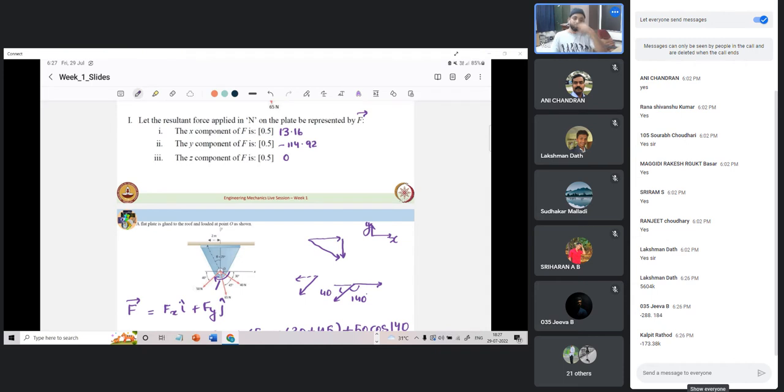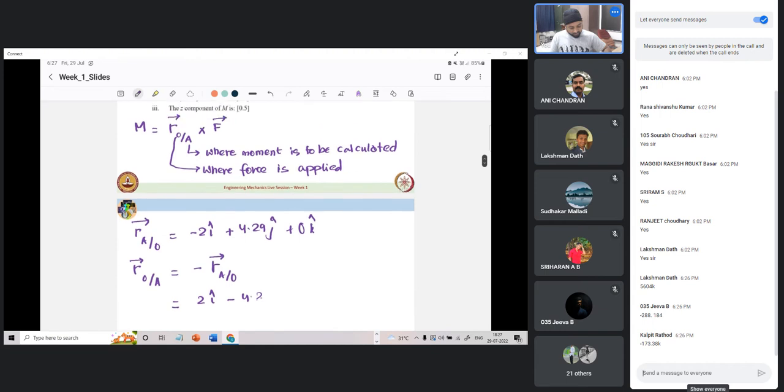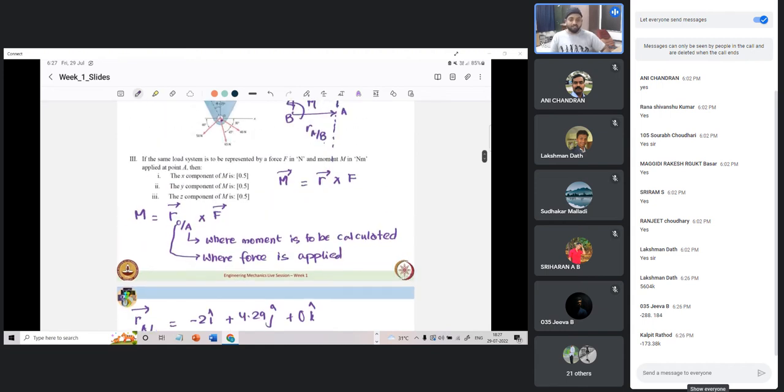What is the k cap component? We have to cross multiply, right? What is the cross multiplication? 2 into minus 114.92 minus 4.29 into 13.16. What does that come out to be? Minus 173. Exactly. Kalpit Rathod got it right. So this will be minus 173, is our moment. Components of that were asked. So what will this answer be? X component of M is 0. Y component of M is 0. Z component is minus 173.38 K cap. So that is the answer to this question.